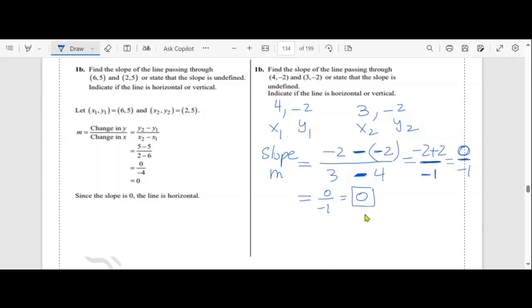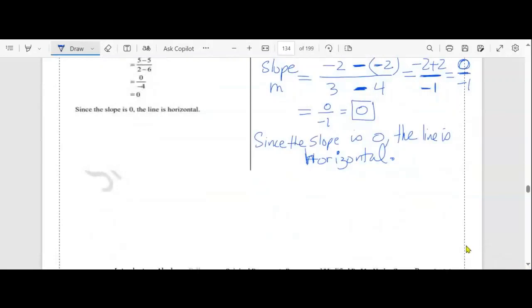So if the slope is 0, then we write down: since the slope is 0, the line is what? Horizontal or vertical? The line is horizontal. Is this clear? If you understand, raise your hand. Good. Next one.